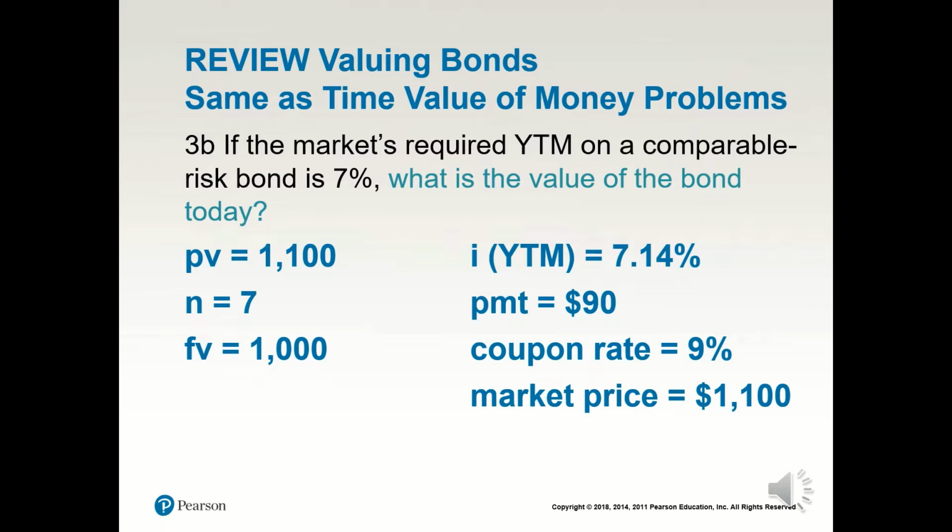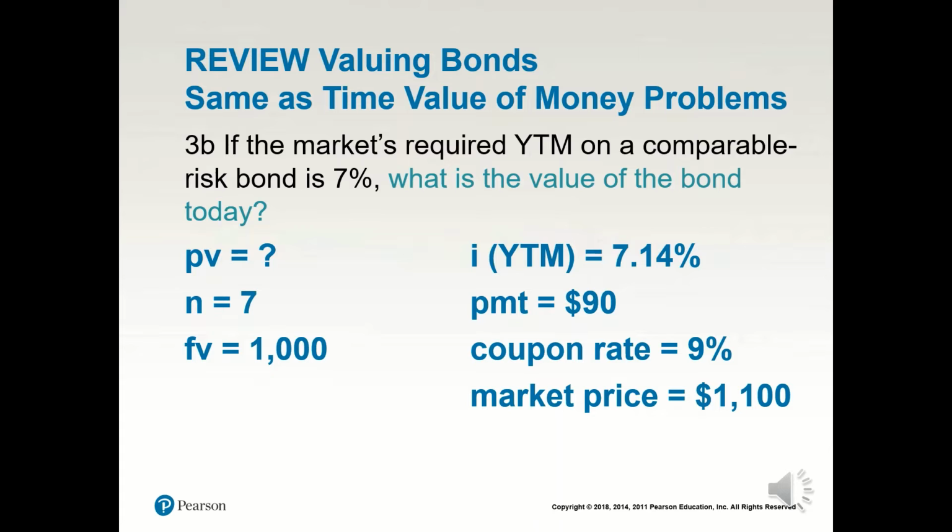Let's go back to our 7 components. Based on the question asked, what is the value of the bond today? We know that the missing component is the present value. So we'll start by replacing the $1,100 present value with a question mark.